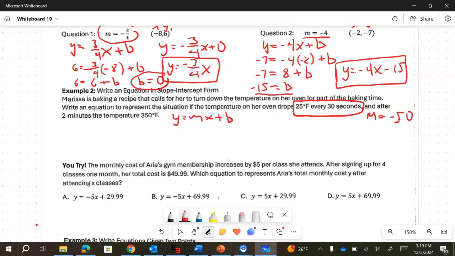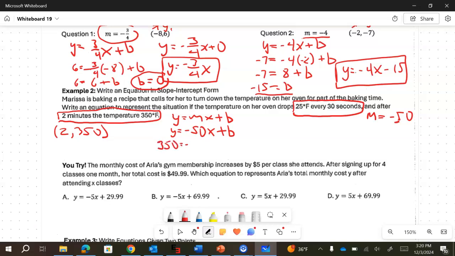Now, I also need to know an ordered pair it goes through. Well, they give me one right here. I could think of this as an ordered pair, right? At 2 minutes, it's 350 degrees. So it's really like the problem we just did. I'm going to substitute in my slope. So y = -50x + b. And then I'm going to use the x and the y that I get from my ordered pair.